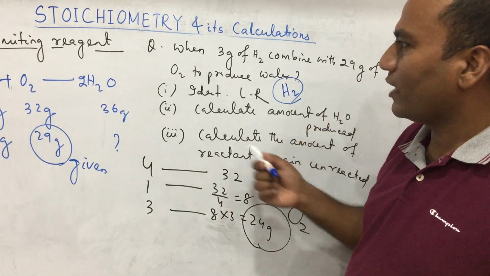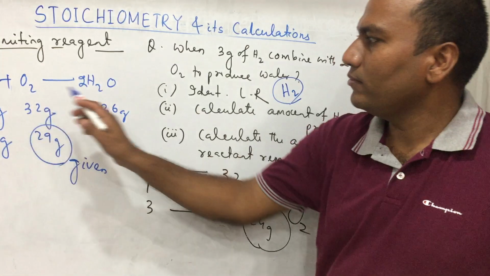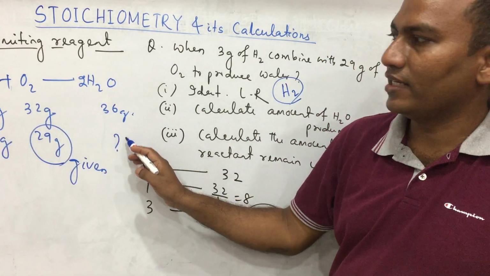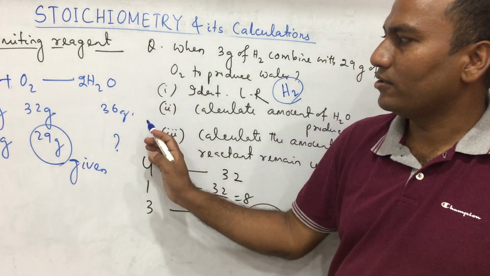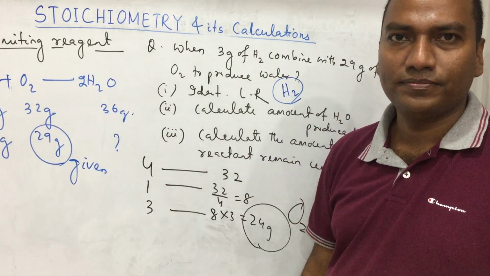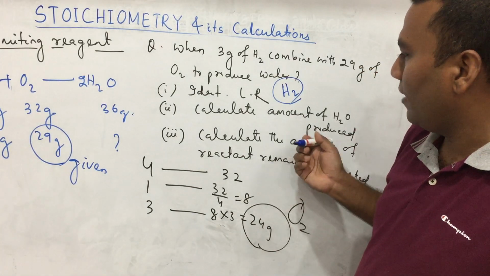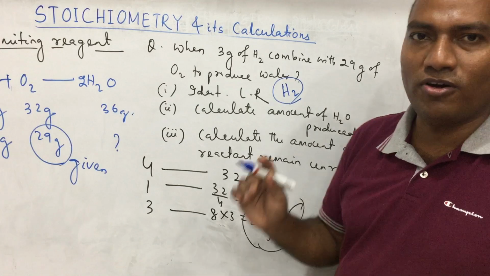Calculate the amount of water produced. So 4 gram gives 36 gram. 1 gram, 36 by 4, 9. 3 gram, yes or no? 9 into 3, 27 gram. Clear? Third question is calculate the amount of reactant remaining unreacted.